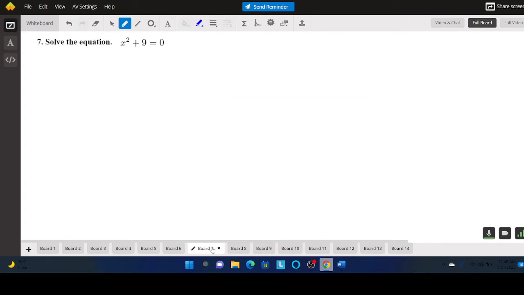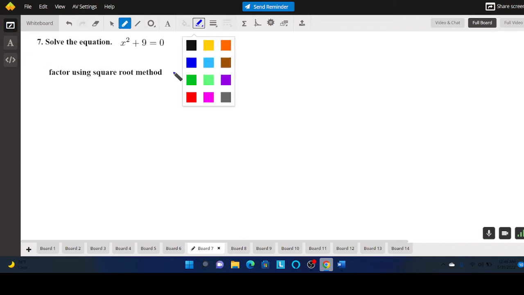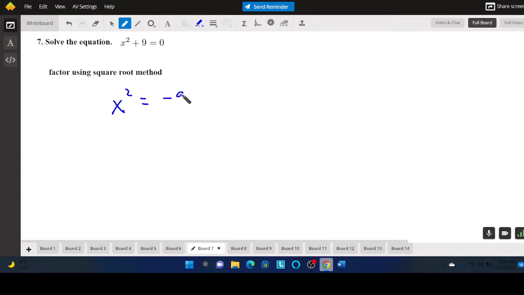Number 7, solve the equation. We have a quadratic equation, x squared plus 9. There's no b, so I'm going to solve using the square root method. Subtract 9 from both sides. X squared equals negative 9. Take the square root of each side. X equals the square root of negative 9.